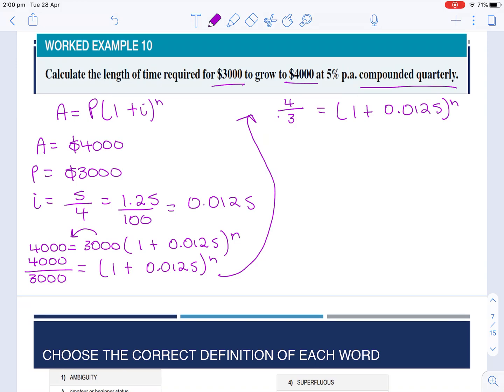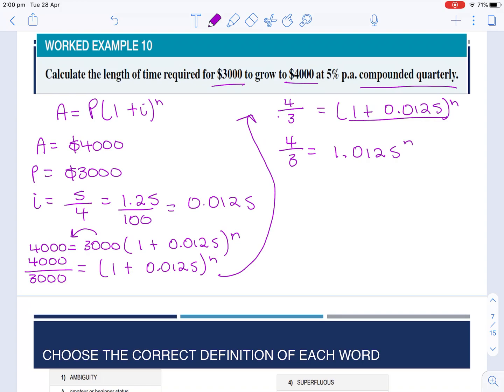Now the next bit we're going to do is complete the bit inside here. The 4 divided by 3 stays, and then 1 plus 0.0125 is going to be 1.0125 to the power of n. Now to find n, you have to do a little bit of guessing and checking. You sub different values in for n until you get the correct one. Basically, you have to get the same value on both sides.